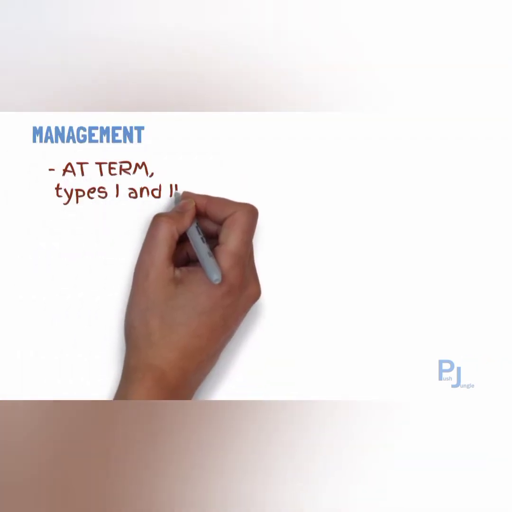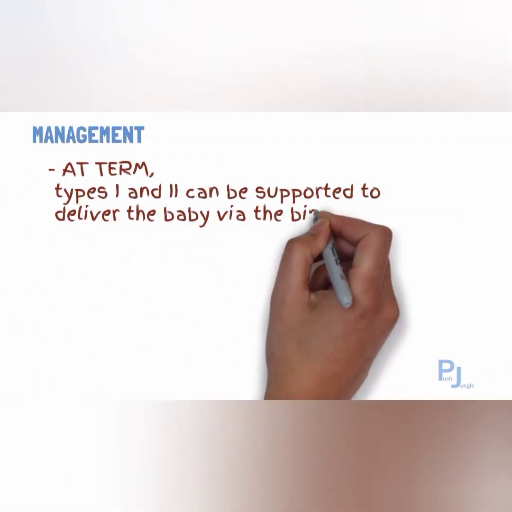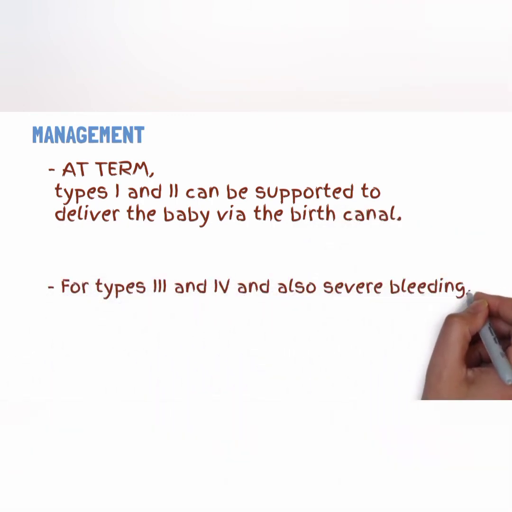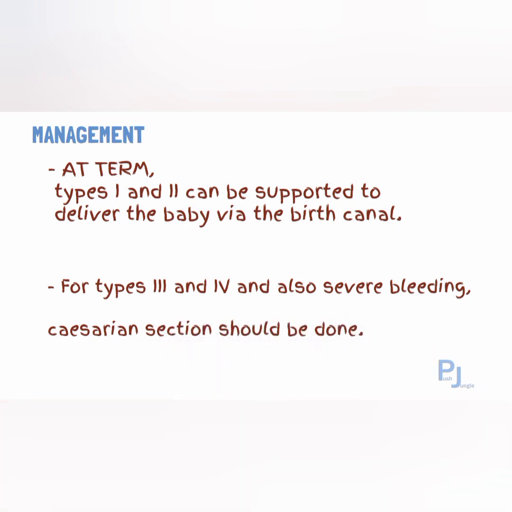At term, types 1 and 2 can be supported to deliver the baby via the birth canal. For types 3, 4, and cases with severe bleeding, cesarean section should be done.